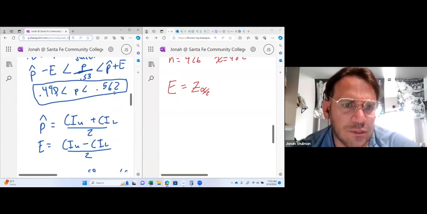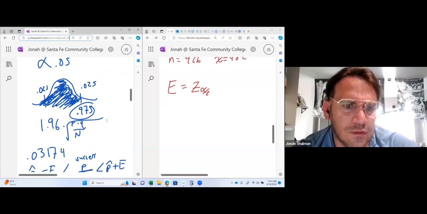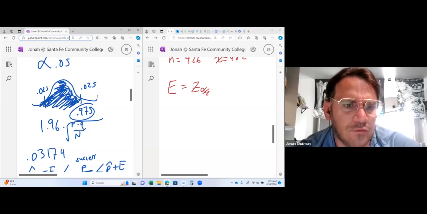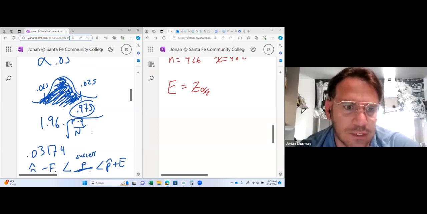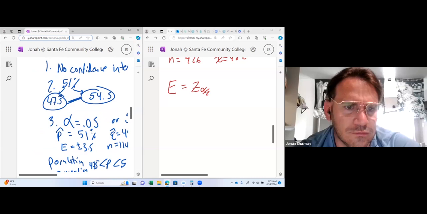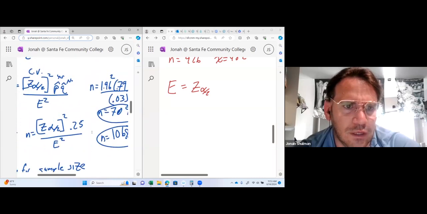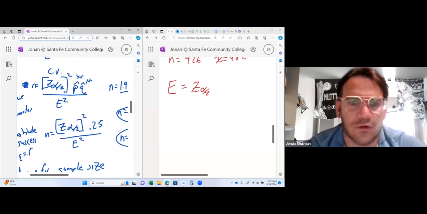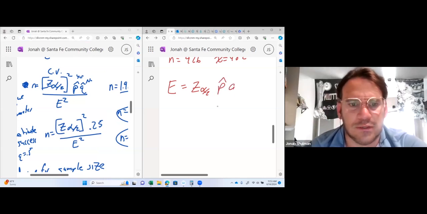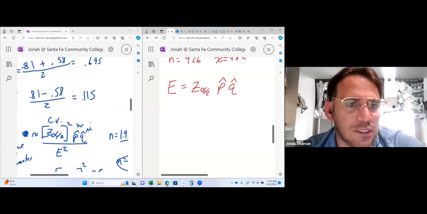We need the error. That's what we need to find. It's 0.05. That's 0.025 on both sides. So that's how we get that value. And here's the formula. All right, so that's the yes, that's the no. Oh, this is going backwards. That's how you get the n, sorry.